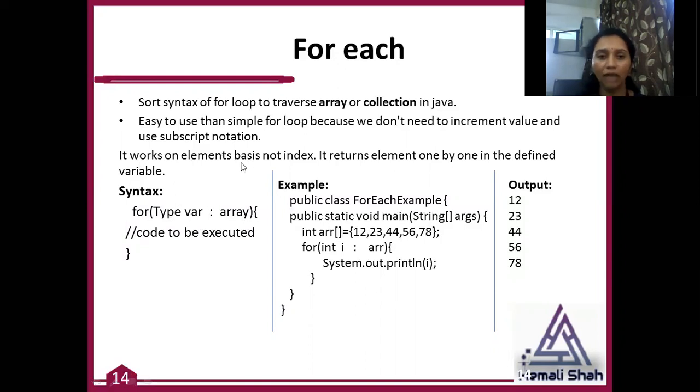It works on an element basis, not on the basis of index, and it returns the elements one by one in the defined variable. You will get the elements available in the array one by one in this element variable. This is called the element variable, and you can use this element variable inside the body part of this for loop. See here, it is the example, and this for each syntax is basically designed to iterate the array, traverse the array, and to traverse the collection.